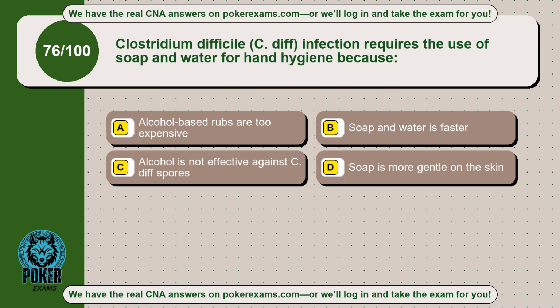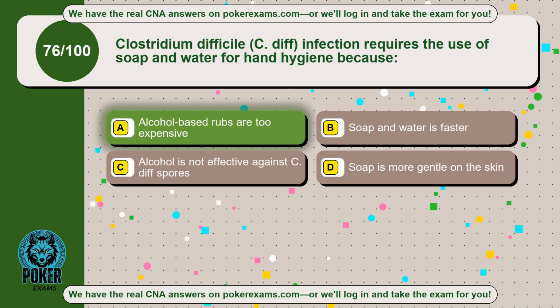Question 76. Clostridium difficile, C. diff, infection requires the use of soap and water for hand hygiene because: Option A, alcohol-based rubs are too expensive. Option B, soap and water is faster. Option C, alcohol is not effective against C. diff spores. Option D, soap is more gentle on the skin.